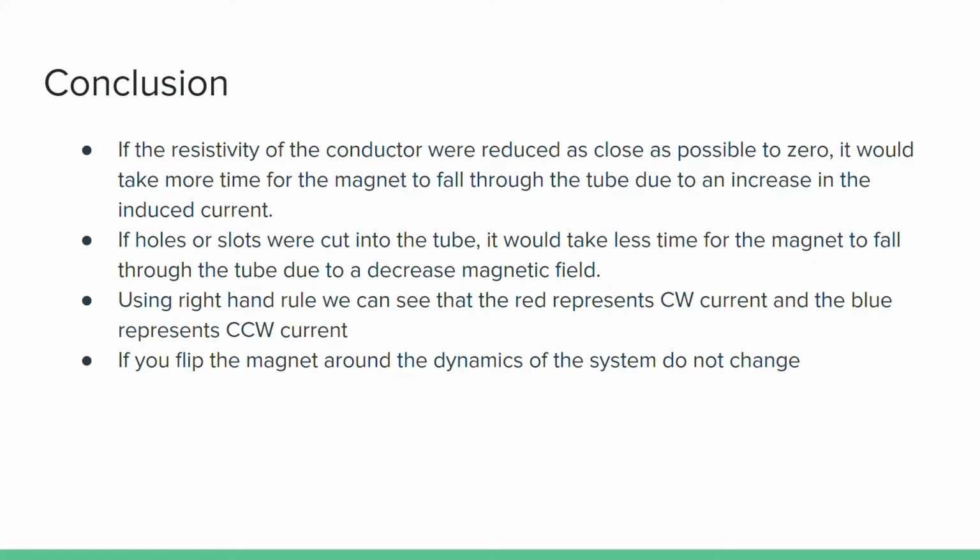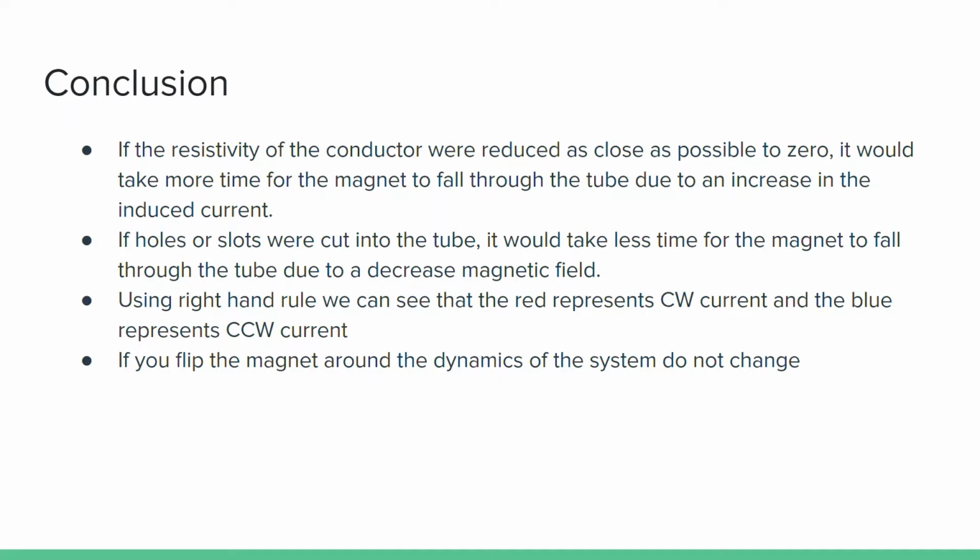To conclude, if the resistivity of the conductor were reduced as close as possible to zero, it would take more time for the magnet to fall through the tube due to an increase in the induced current. If holes or slots were cut into the tube, it would take less time for the magnet to fall through the tube due to a decrease in the magnetic field.